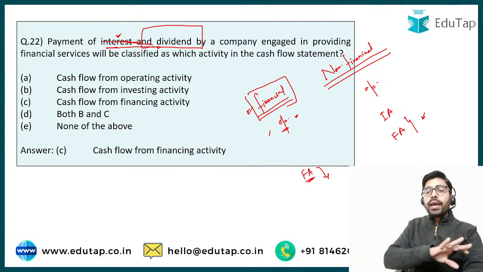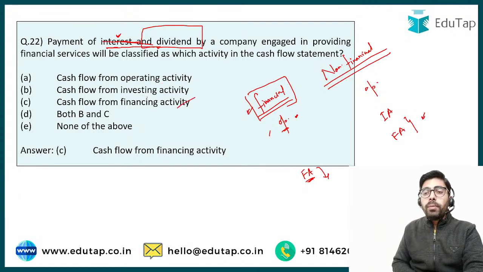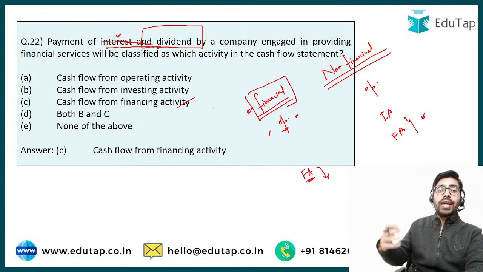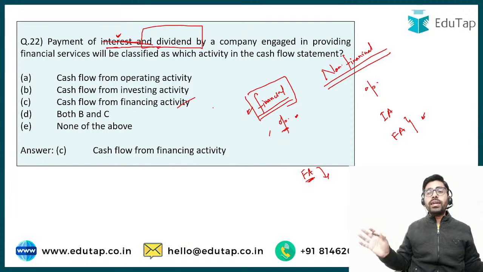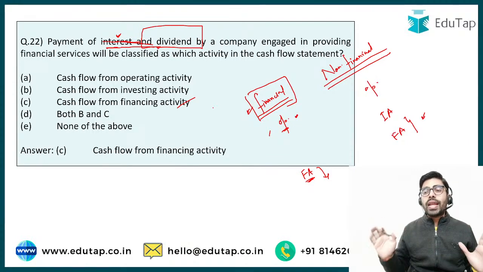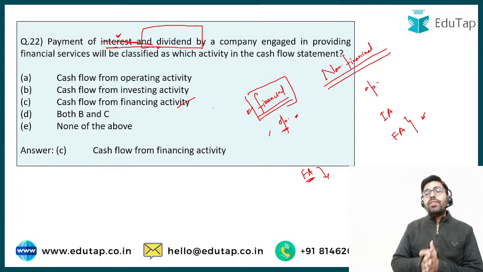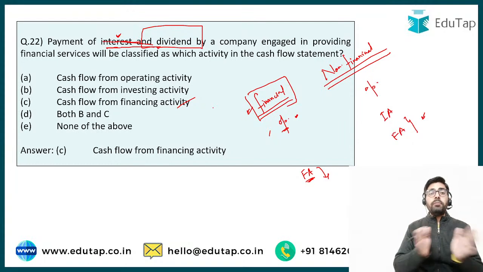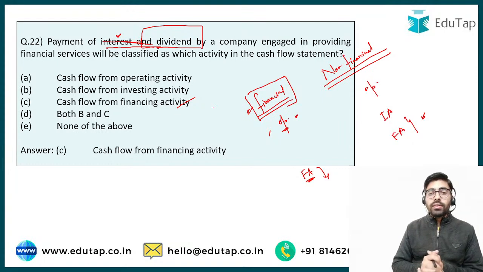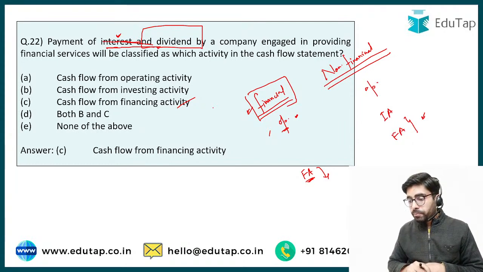Let's understand the concept behind this particular problem. Let's understand ki financial or non-financial enterprises, how they are different. And also remember ki dividend paid is always a financing activity. Dividend received can be an operating activity. Interest received can be an operating activity, but dividend paid is always a financing activity.